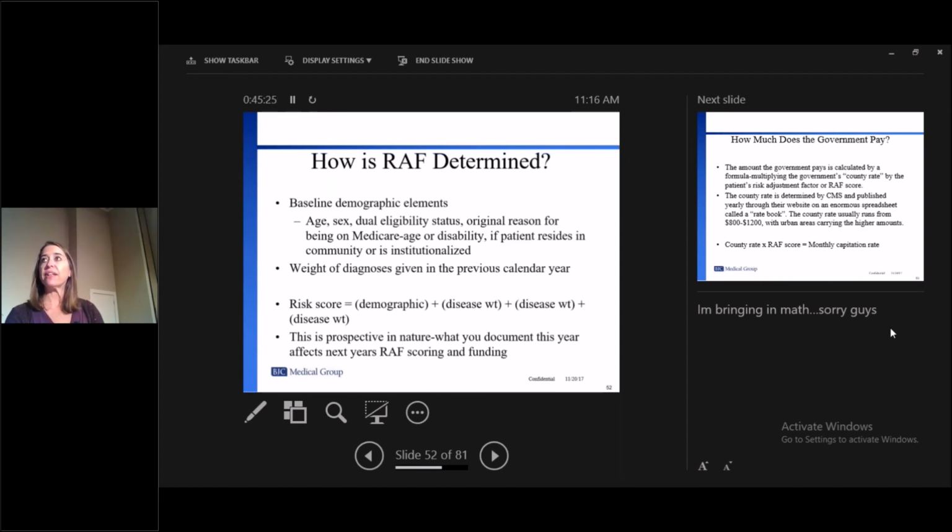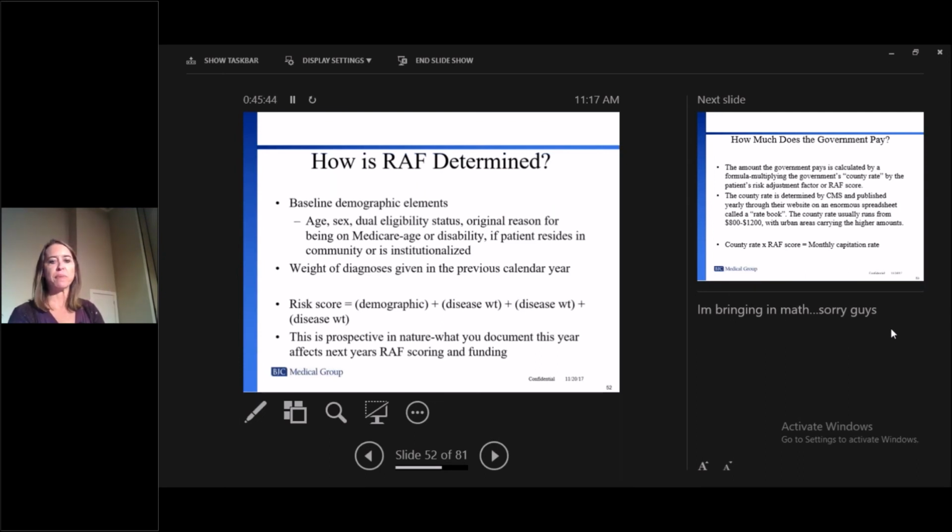And then the other thing that is determined in this is the weight of the diagnoses given in the previous calendar year. So we're working backwards on this. I'm sorry I'm bringing you math, guys. So the risk score is their demographic plus their disease weight of each condition that counts of what you bill for.